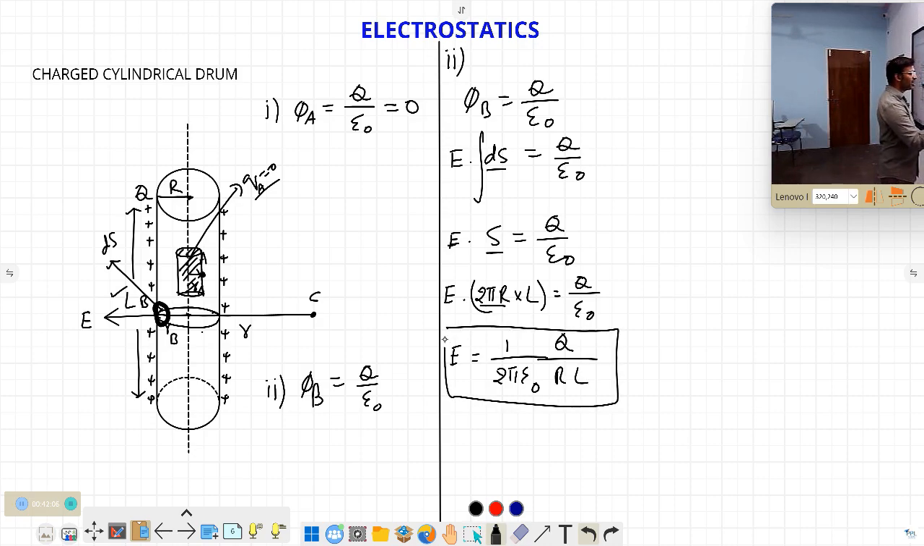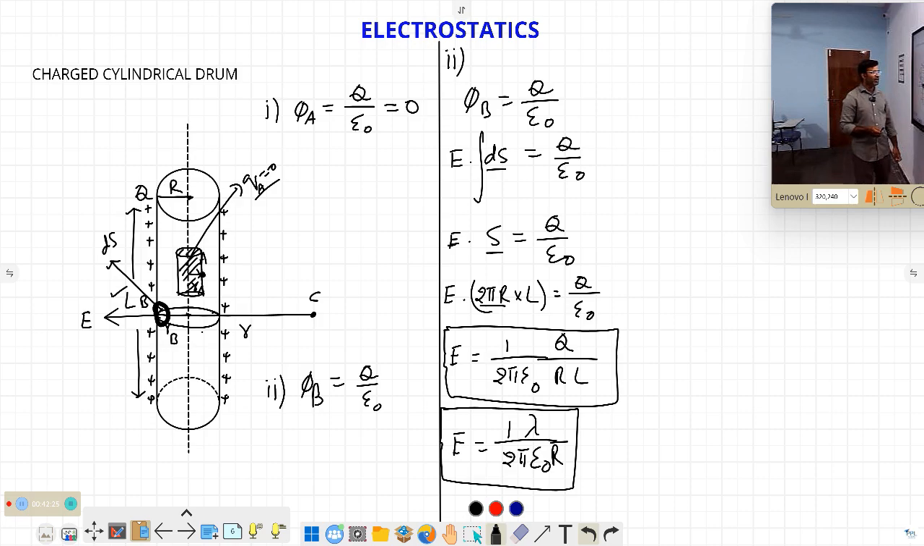Now what is Q by L? Q by L is called the charge per unit length, called lambda. So E is equal to 1 by 2 pi epsilon naught into lambda, so simply lambda by 2 pi epsilon naught R. This is the formula for the electric field intensity due to this cylindrical surface, on the surface.